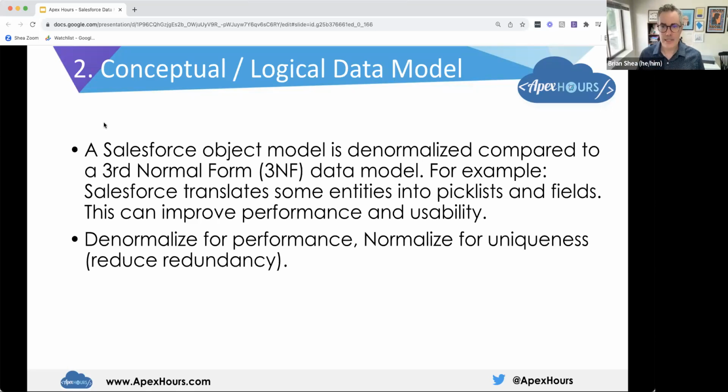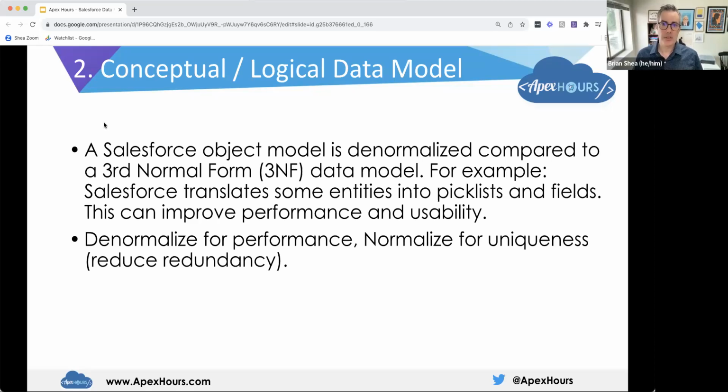That's not an accident. And the reason why is because denormalizing data at times can help improve performance, and in the Salesforce case, sometimes improve the user experience. And what we like to say is we denormalize for performance, we normalize for uniqueness and to reduce redundancy. So somebody who's designing a data model wants to be aware of when to denormalize for performance and when to normalize for uniqueness.